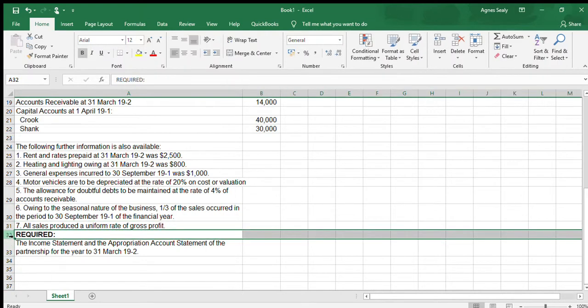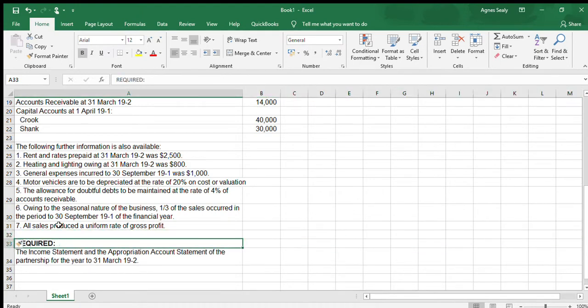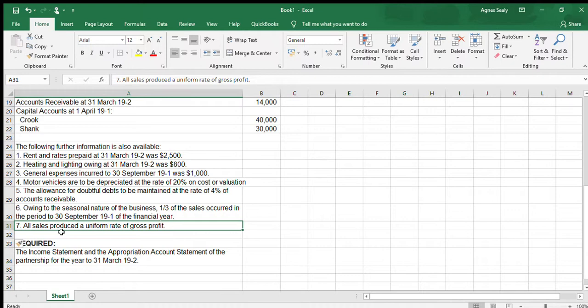And what this means is, just as the business earns sales during the year, the profits were generated based on the way the business earned its sales revenue. So a third of the profit was earned in the period that ended on the 30th of September 19-1, and 2/3 would then go from the 1st of October to the end of March 19-2.